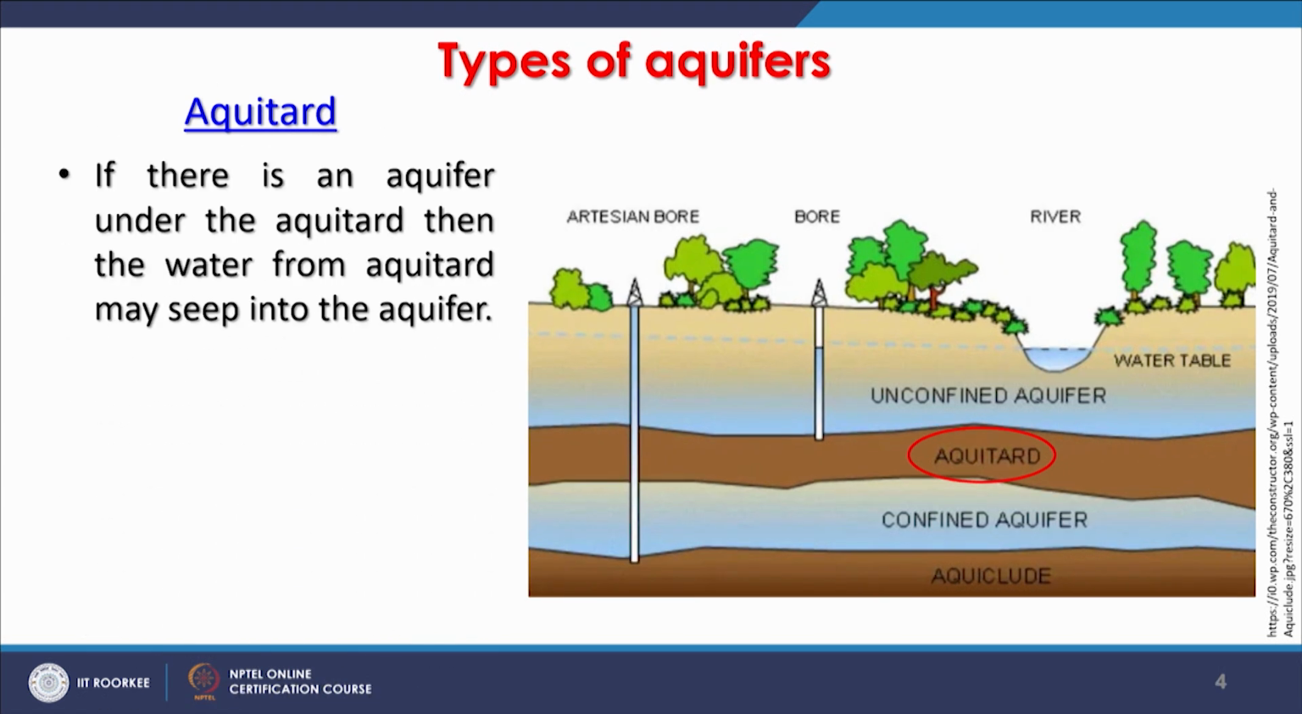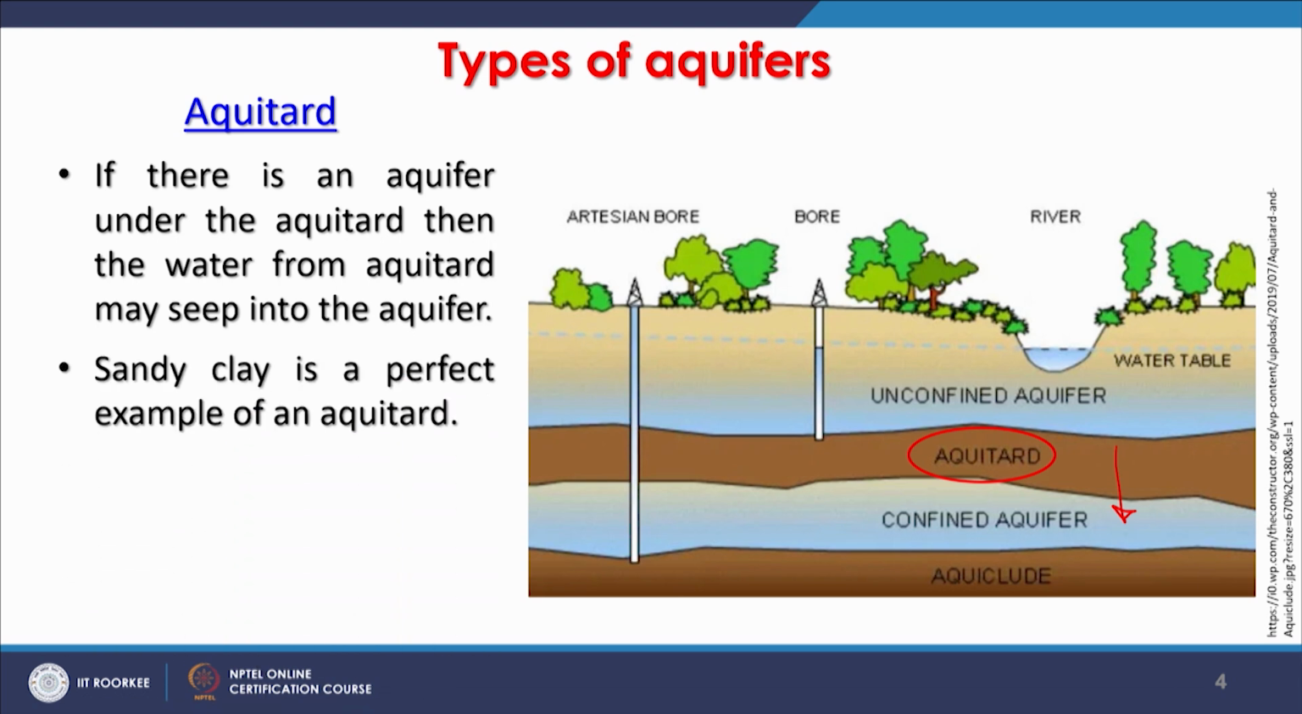Further, if there is an aquifer under the Aquitard, then the water from the Aquitard may seep into the aquifer. This is what I was mentioning, that because it allows water to go downward as well, it can recharge the groundwater, a confined aquifer, maybe very slowly. So, in that way it is good that you have an unconfined aquifer on top, which may recharge this groundwater regime, and the next layer is the Aquitard, which will slowly recharge my confined aquifer also.